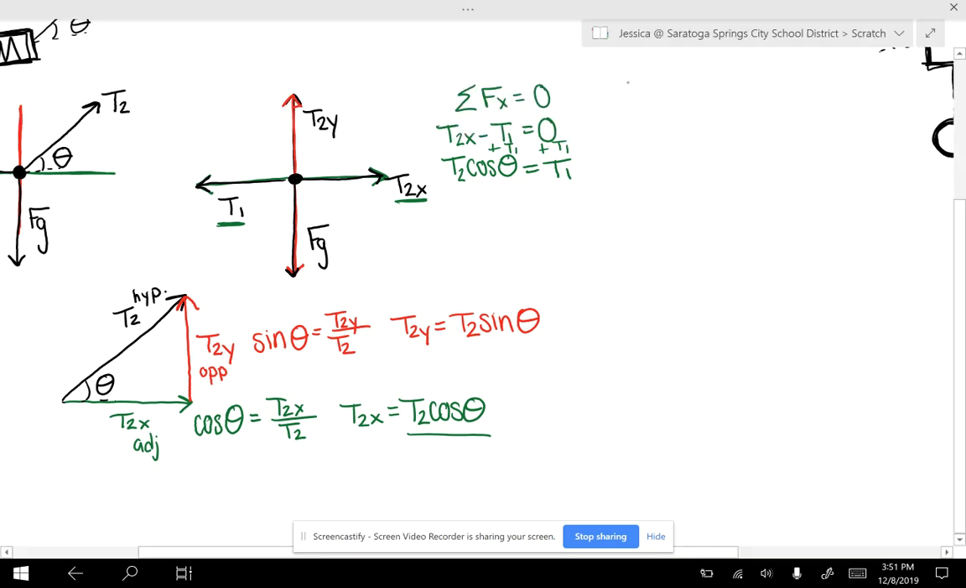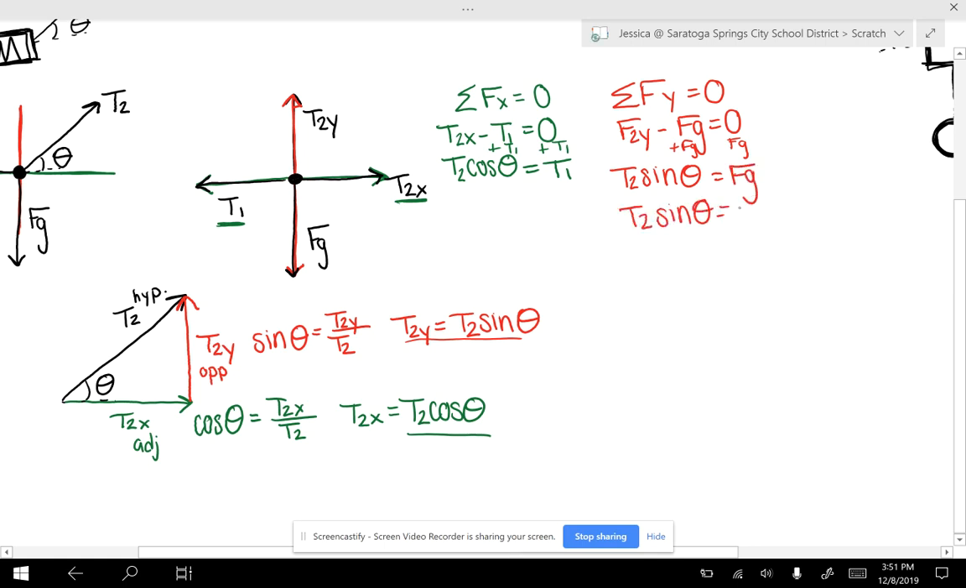And then in the y direction, I still have to equal 0. So I have a T2y minus an FG, 0. T2y is T2 sine theta. I could add FG to both sides here. So I get T2 sine theta is really, FG is the same thing as the mass times acceleration due to gravity, so I could write it like this. So depending upon what the problem is asking for, you can solve with these two equations from there.